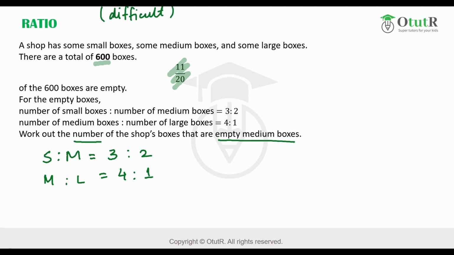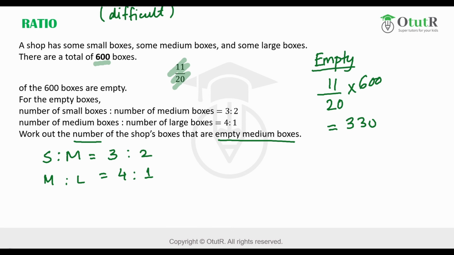Okay, the first thing that we are going to solve is what is the number of empty boxes here? And we can calculate that directly with the help of our fraction. So it's 11 over 20 multiplied with 600, right? And that will give me 330. Done. Okay, so we are done with step 1.